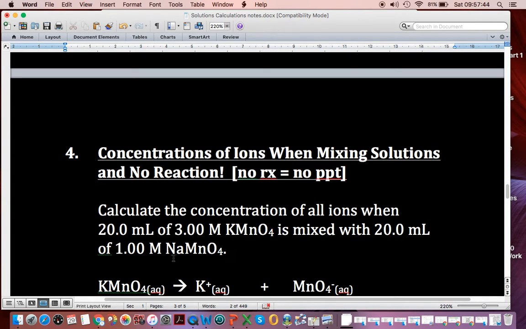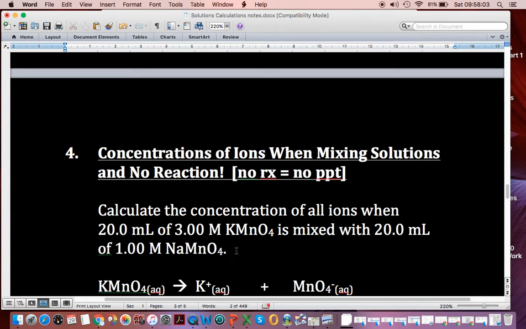We have KMnO4 and NaMnO4. And what we're going to do is write out a dissociation equation for the KMnO4. We'll find out the number of moles of K plus and MnO4 minus. We'll do the same thing for sodium permanganate, and find the concentration of each of those ions.